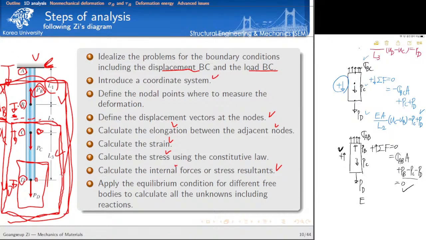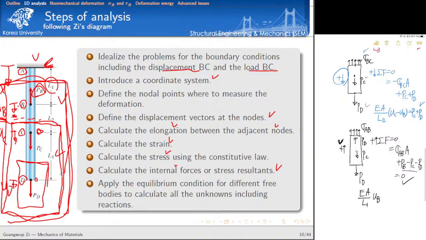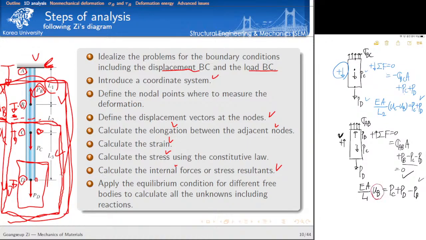Elastic modulus times cross-section area divided by length L1, and then UB, isn't it? Let me check. Yes, correct. UB is equal to PC plus PD minus PB. Okay? So this is a third equation. So can you calculate out UB, the nodal displacement UB, from this equation? Because there is only one unknown and one equation, we can calculate the UB.